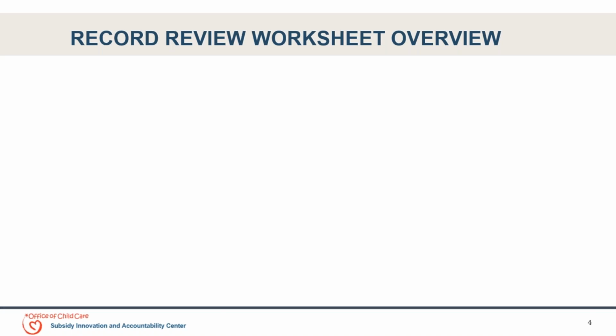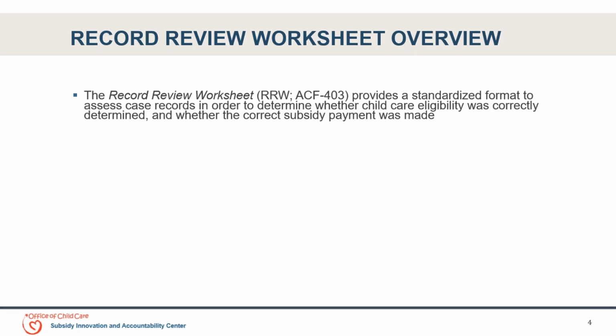There's probably some people on this call that have not used the record review worksheet before. Maybe you are new to this. So I did want to take a moment to give a really brief overview of what we're talking about here with the record review worksheet. What do we mean with all of the different terminology? The record review worksheet, or RRW, or ACF 403, that's the official title, is a standardized form to assess child care case record reviews for the Federal Child Care Improper Payment Review.